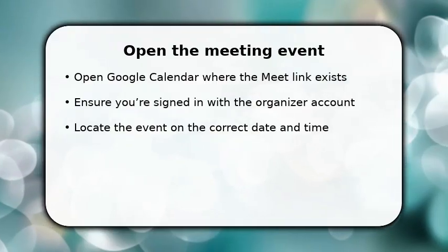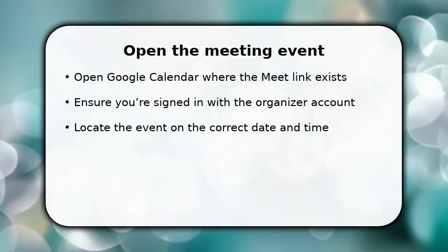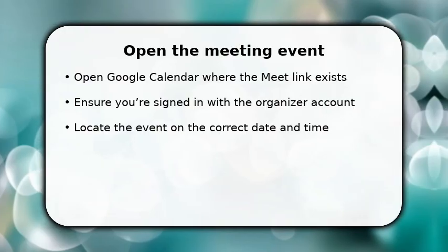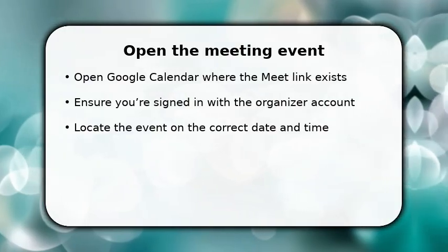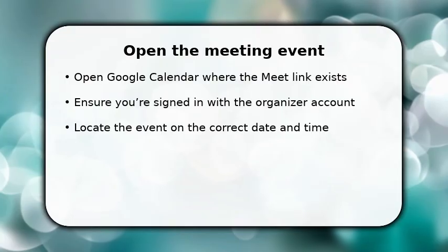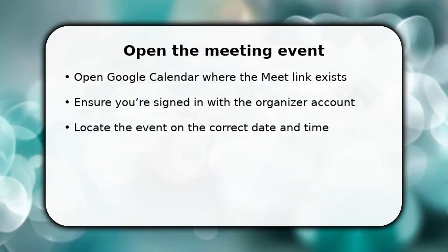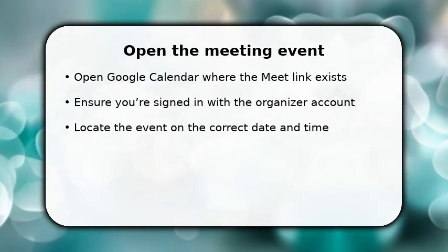You start by opening Google Calendar and finding the scheduled Meet event. This is where deletion begins. Click the event to open the details pane so you can see the Meet link and guest list. If you created the event, you'll have organizer controls. If not, you'll need the organizer to remove it.